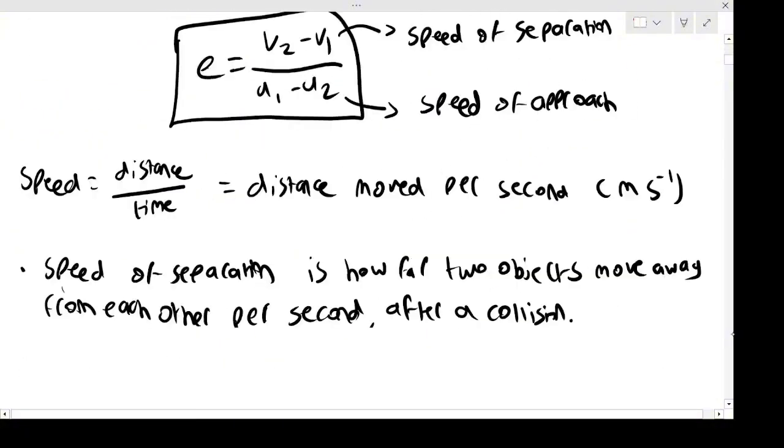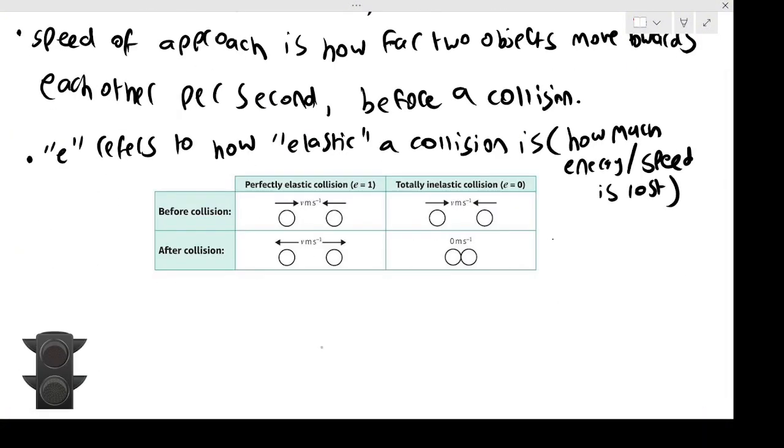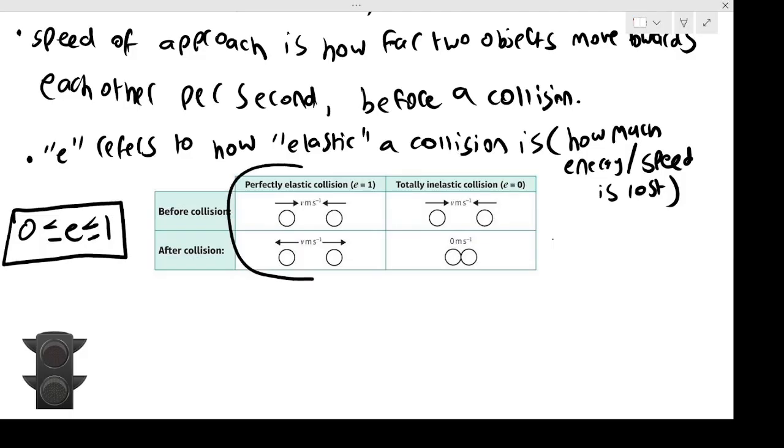And so there we are, okay? Lastly then, I want to look at the extreme cases when E is equal to 1 or E is equal to 0. So obviously, as we discussed, E is between 0 and 1. So what happens when it's exactly 0 or 1 then, okay? So firstly, when E equals 1, that collision is what we call a perfectly elastic collision, okay?